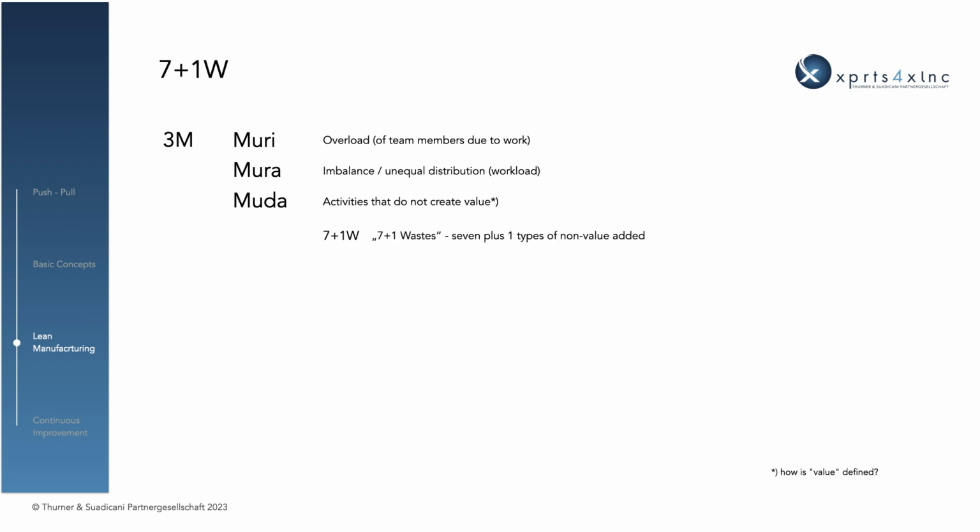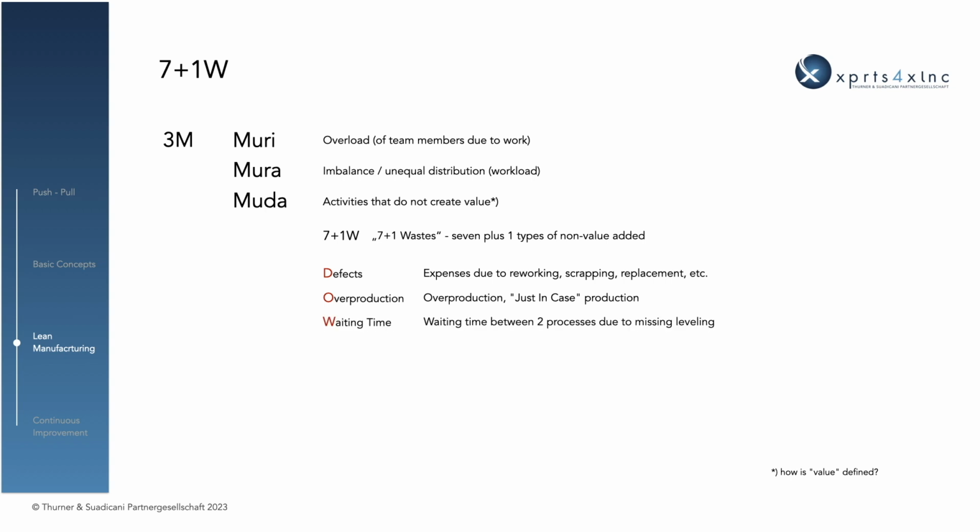Now, let's look at the non-value adding elements. These can be described with the 7+1 wastes. Defects, expenses due to reworking, scrapping, replacement, etc. Overproduction, just-in-case production. Waiting time between two processes due to missing leveling.